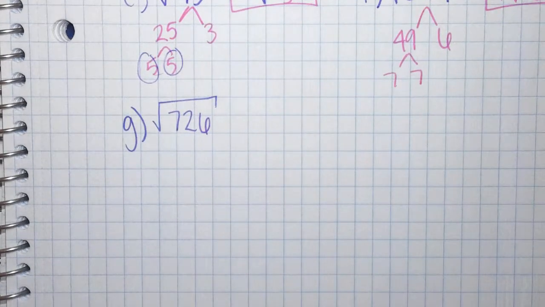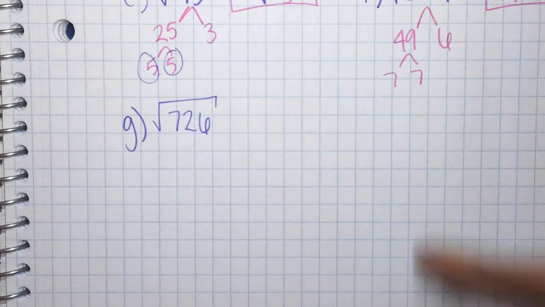The square root of 726. No. That's cheating. No. Everyone says. No. Back on the board. Yes, I'm sorry.